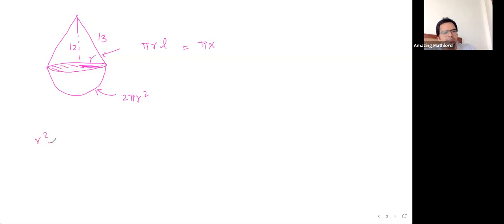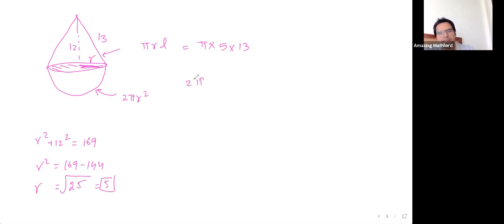So it'll be radius squared plus 12 squared is 169. So radius squared is going to be 169 minus 144, which is going to be 25. So radius is going to be root of 25, that's nothing but 5. So when you're finding out the curved surface area, it'll be pi times 13, and also this area, which is 2 pi times radius squared, which is 5 squared, which is 25, times 2, which is 50 pi.